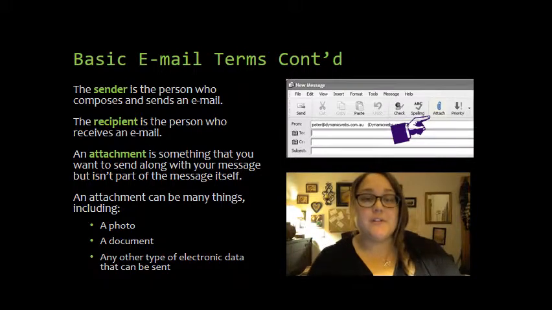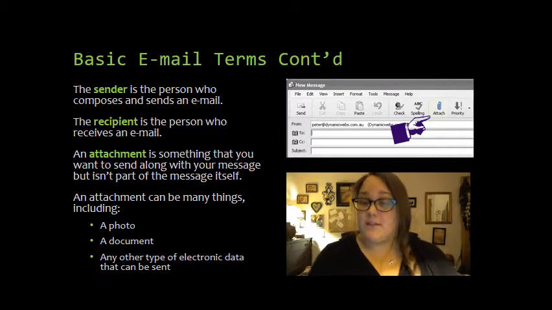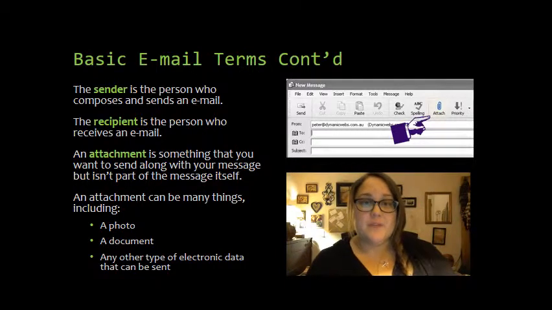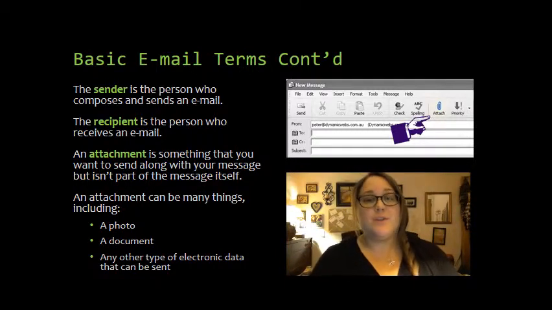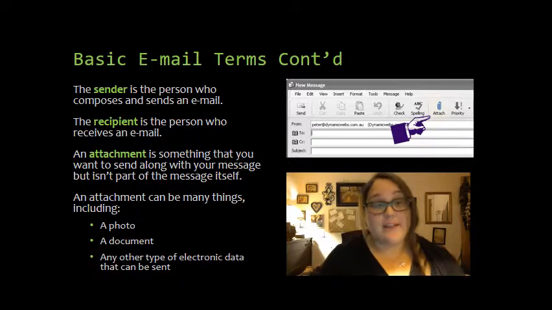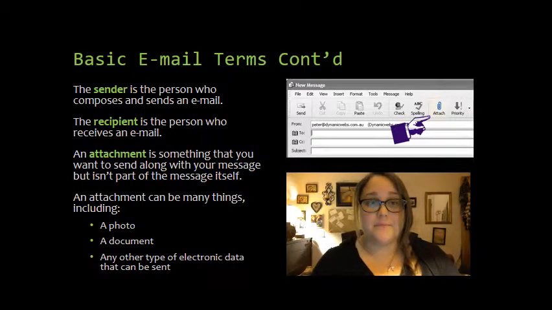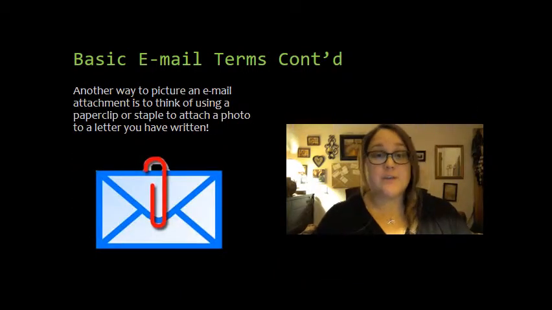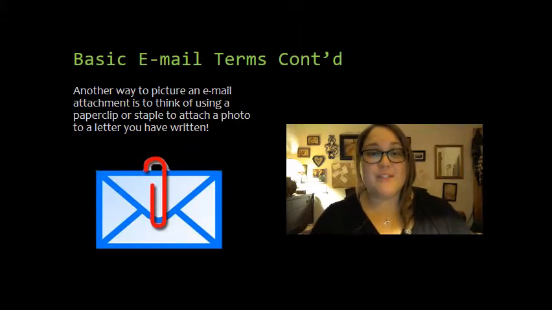The sender is the person who composes and sends the email. The recipient is the person who receives the email. An attachment is something that you want to send along with your message but isn't a part of the message itself. It can be many things, including a photo, a document, or any other type of electronic data that can be sent. Another way to picture an email attachment is to think of using a paper clip or staple to attach a photo to a letter that you've written.